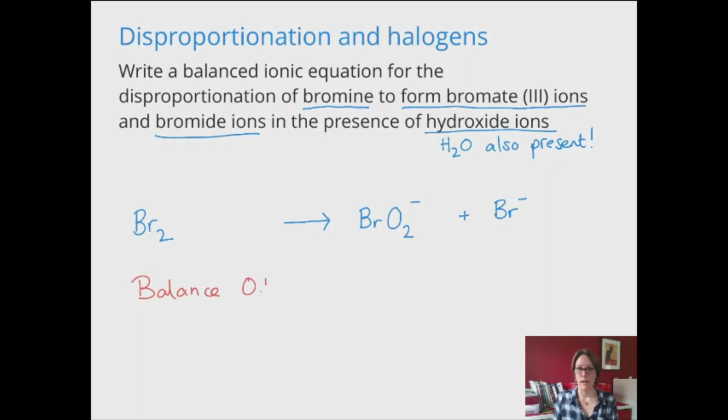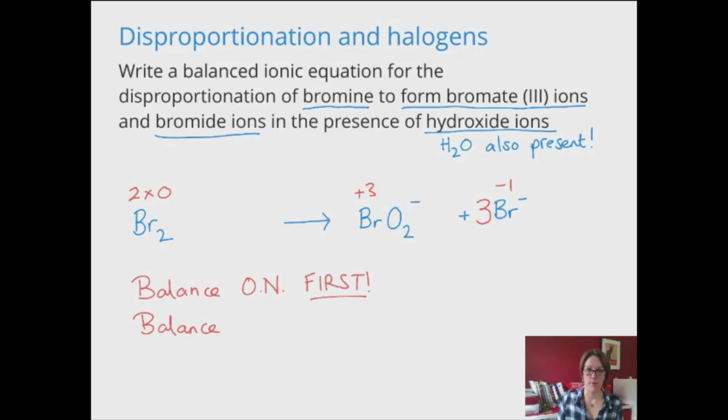We are not just going to leap in and assume that there are 2 bromines on the right and therefore it's balanced. So oxidation numbers first. We've got 2 lots of 0 in our atoms on the left-hand side. We've got a +3 and a -1 on the right-hand side. So to get from 0 to +3, I need to gain 3 electrons, which means I need 3 bromide ions, 3 Br minuses. Each one's going to lose 1. So this is the same logic we applied before. To go from 5 to 0, you need 5 ions. It's just happening in a different direction, but the balancing idea is the same.